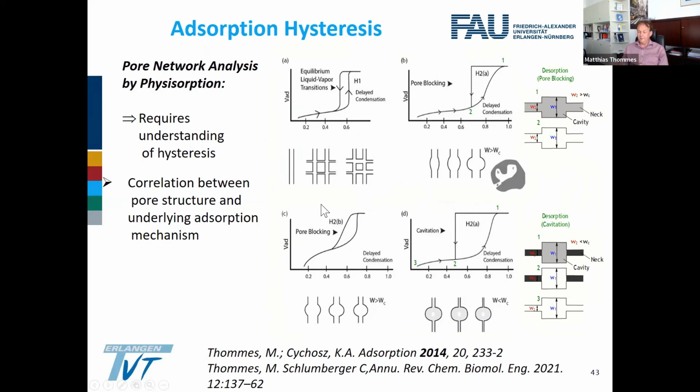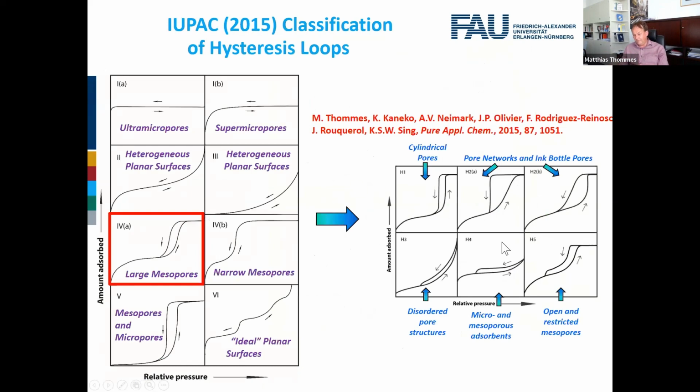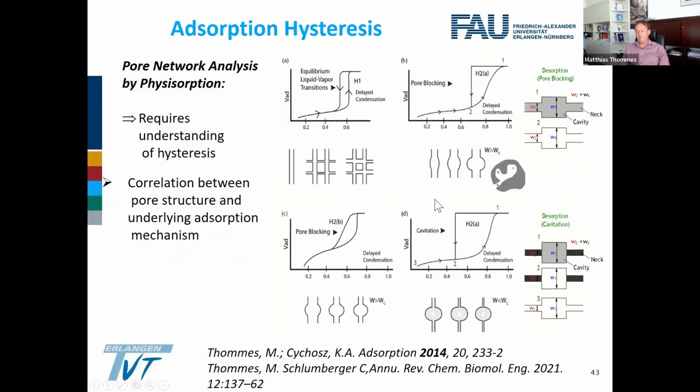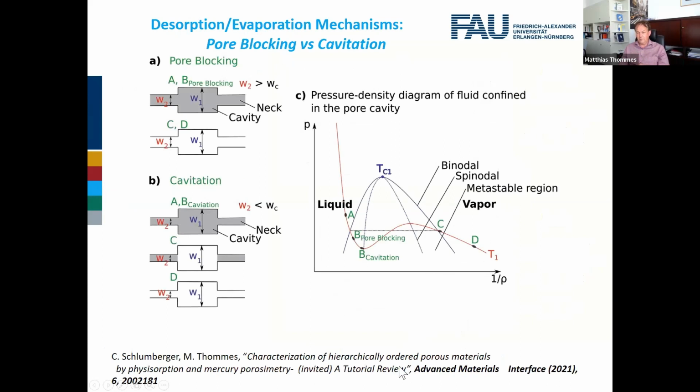So just by this simple interpretation of this characteristic hysteresis loop, you see we have a correlation between the underlying adsorption mechanism and phase behavior in pores and the pore geometries and also pore connectivity. And here again, this is from this tutorial. With these schematics, you can explain the difference between pore blocking and cavitation, again based on the phase diagram level, looking at binodals and spinodals.